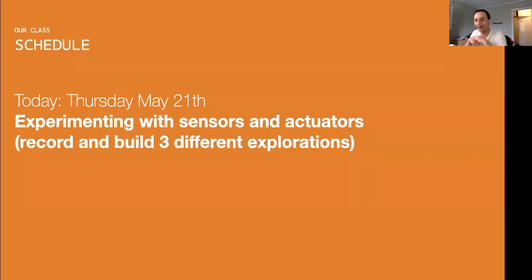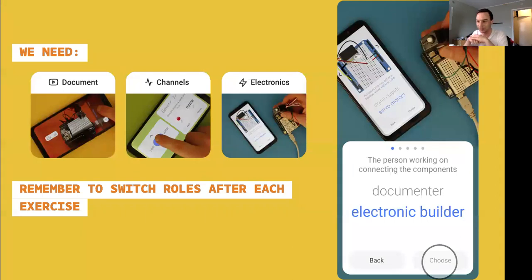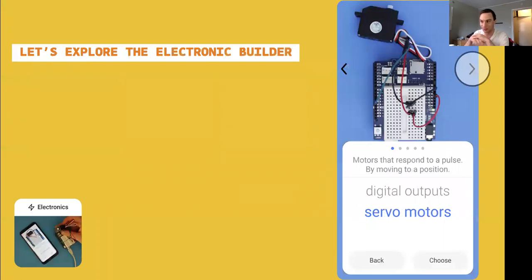So welcome back. Today we're going to experiment with sensors and actuators and record and build 3 different explorations. So for today we need the documenter tool, the channel definer tool, and the electronic builder. And again, remember to switch roles after each exercise. So let's explore the electronic builder.